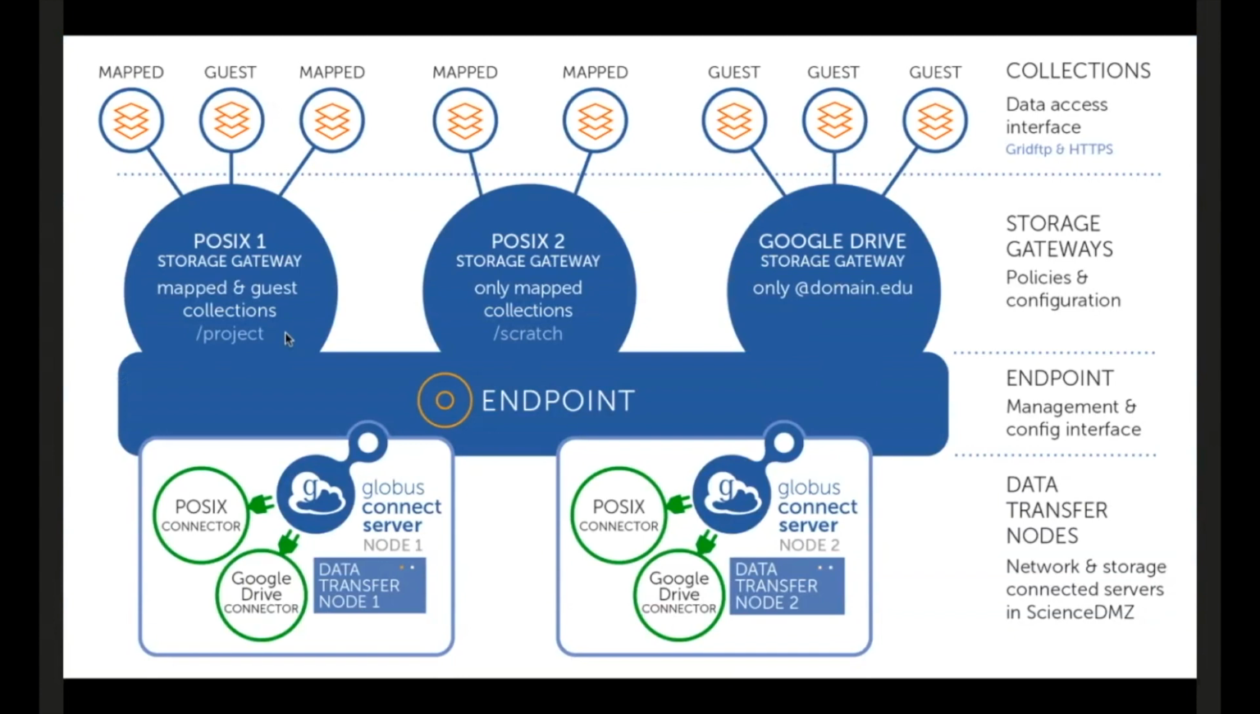So with this model, there's a very clean separation between the servers and the interfaces for managing network parameters, which is the endpoint. Then being able to section off the same storage system and expose it with different policies, that's what the storage gateways bring into play. And then you have the collections, which is the access layer for how the users access the data.